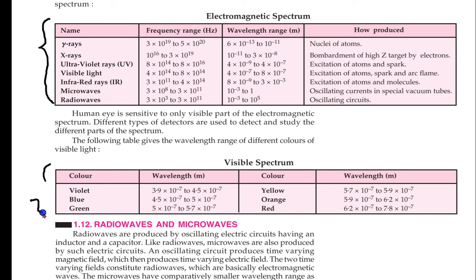These are the electromagnetic spectrum: number 1, gamma ray, X-ray, UV ray, visible light, infrared, microwave, and radio waves. Then their properties, the properties of radio waves and microwaves.